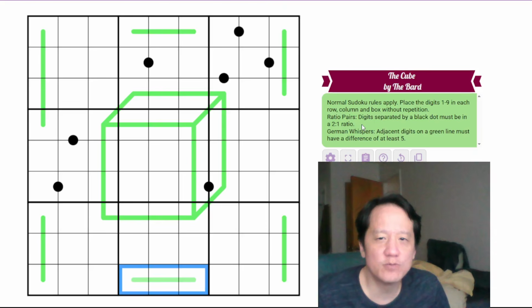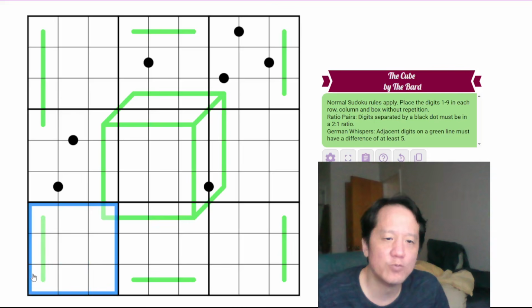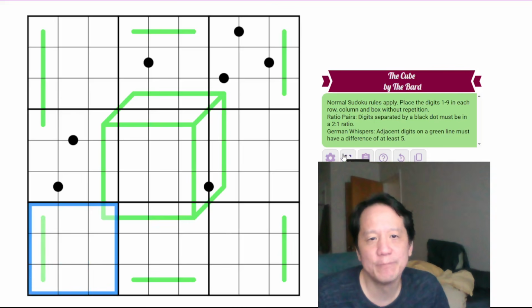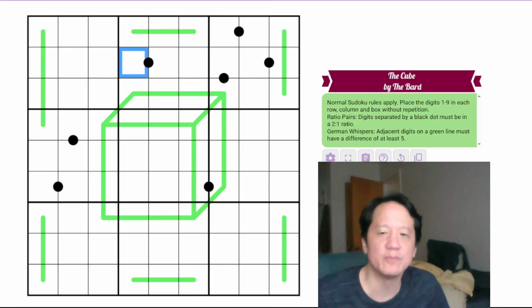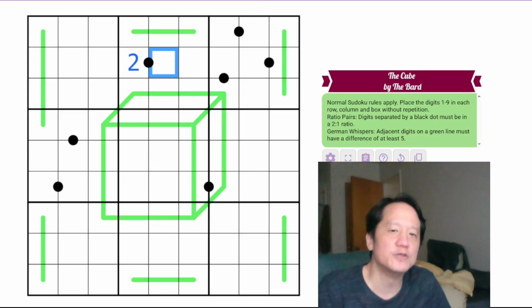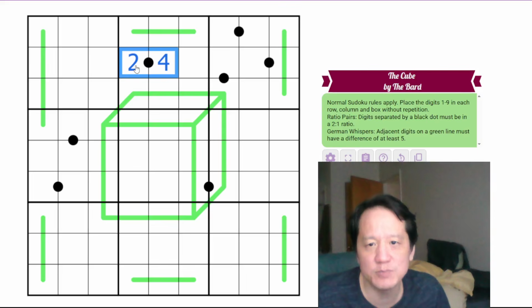Normal Sudoku rules apply, which means place the digits 1 through 9 in each row, column, and box without repetition. We have ratio pairs, where digits separated by a black dot must be in a 2-to-1 ratio. So for example, if this were a 2, this would have to be 1 or 4 to maintain the 1-to-2 ratio between them, because there is a black dot between them.